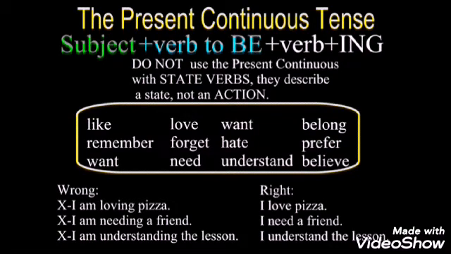you cannot say, I am loving pizza, but you can say, I love pizza. This is right. You cannot say, I am needing a friend, but you can say, I need a friend. You cannot say, I am not understanding the lesson, but you can say, I understand the lesson. So the stative verbs can't be used in the continuous form because they are not action verbs. They are stative verbs or refer to state.